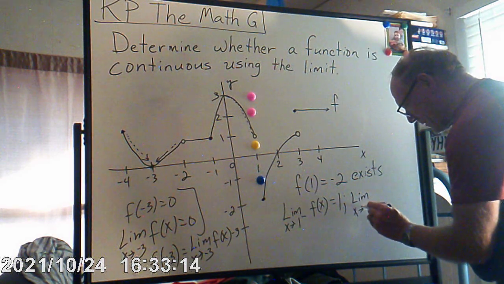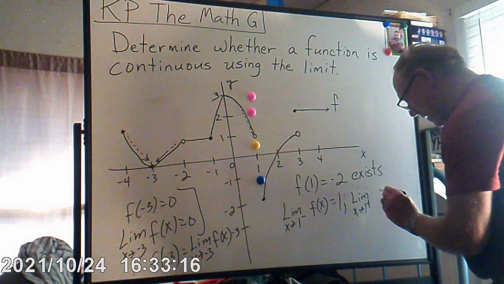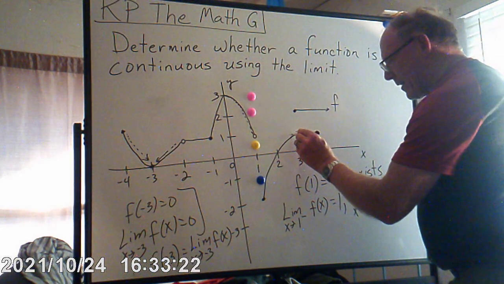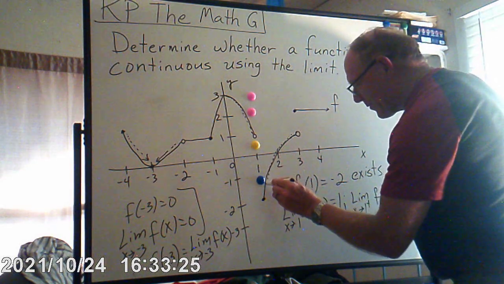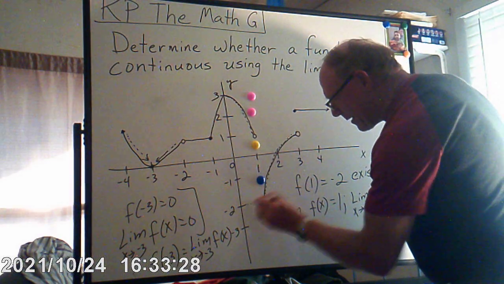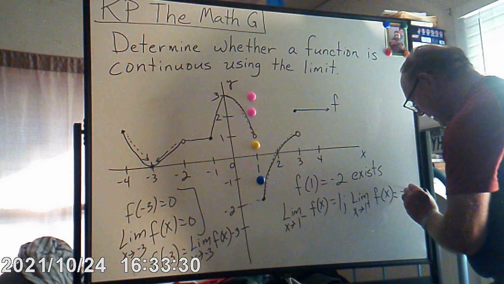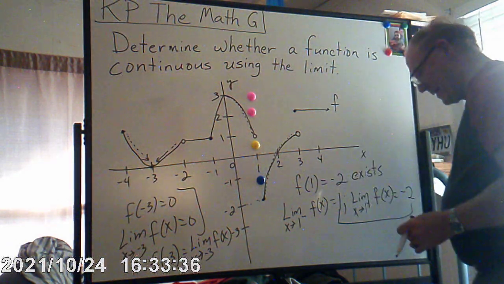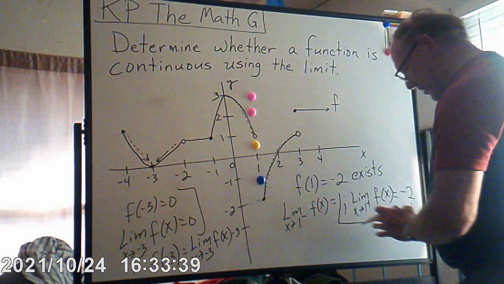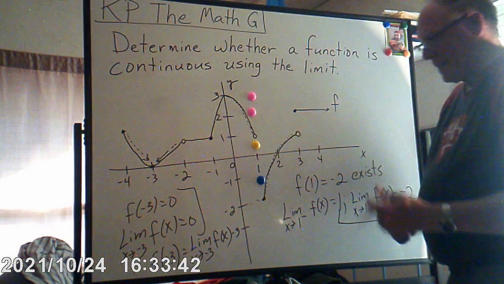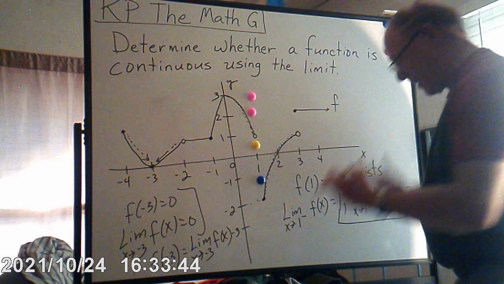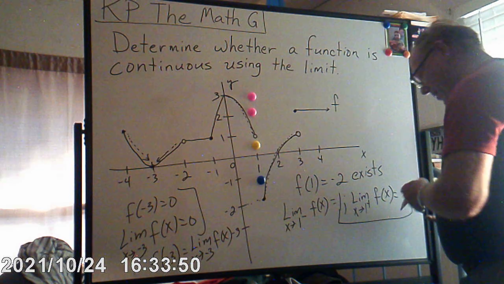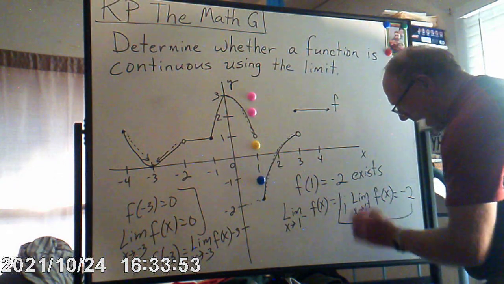Alright, let's look at the limit as x approaches 1 from the right side, though, and see if we have a match. If we go down here, we're looking for that y value, and that's right over here, -2, and I see immediately that f at 1 exists. The limits from the left side and the right side exist, but we have a problem. The limit from the left is 1, while the limit from the right is -2. So these two do not match.